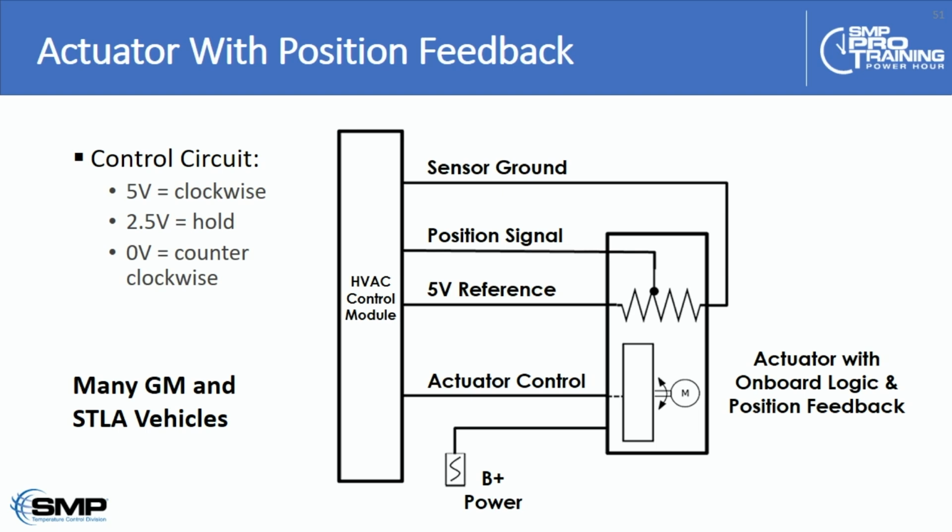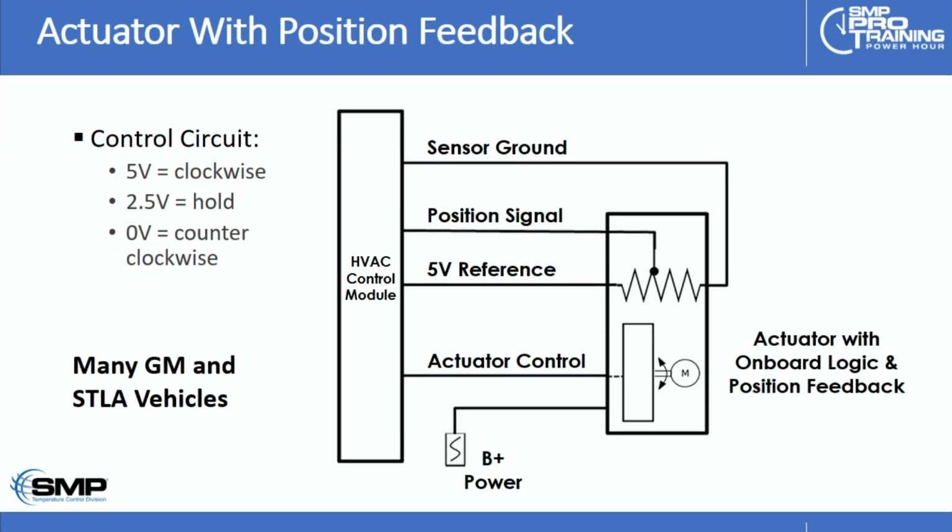Now we can have an actuator with position feedback. Here there is a little bit of electronics as part of the actuator assembly, and on the circuit that says actuator control, the computer can just change the voltage. At 5 volts, the motor will turn in one direction. At 0 volts, the motor will turn the opposite direction. If I just put 2.5 volts on that circuit, the motor will hold at whatever position it happens to be at. And the other 3 wires, ground, signal, and 5-volt reference, just like a TPS, let the computer keep track of the actual physical position of the actuator.